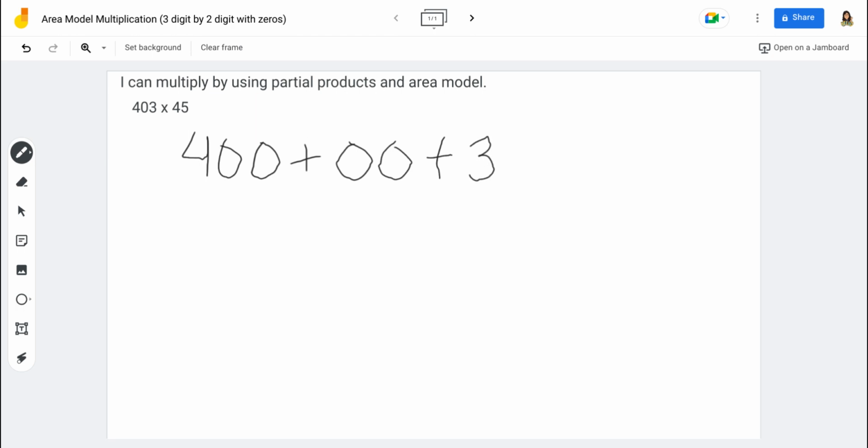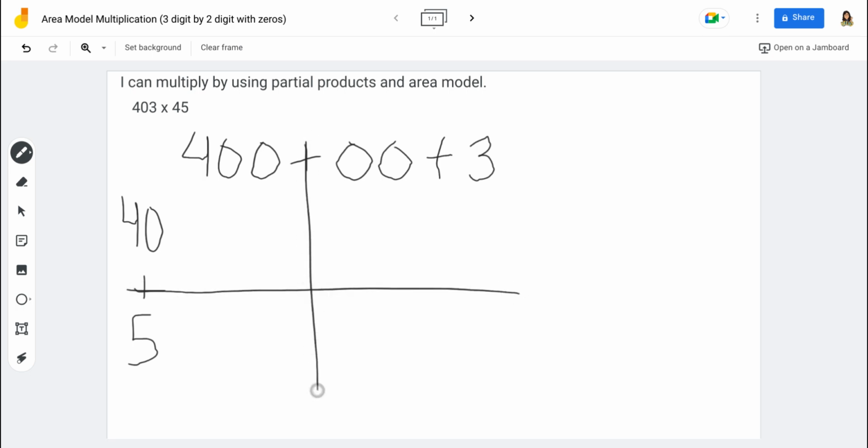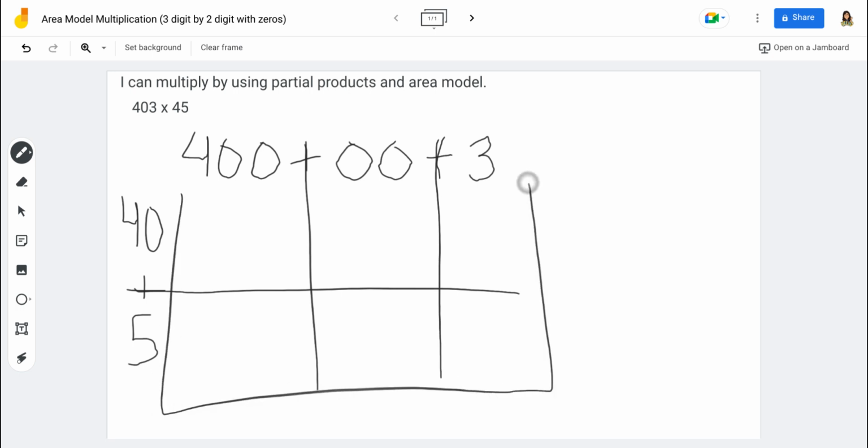Now, off to the side over here, I'm going to do my other factor, which is 45. So I'm going to decompose that. Well, I see 4 tens, which is 40, plus my 5 ones, which is just 5. Now, I've talked to you guys about how I extend out my addition symbols to help me organize my area model the best I can, and then draw in my box around that.